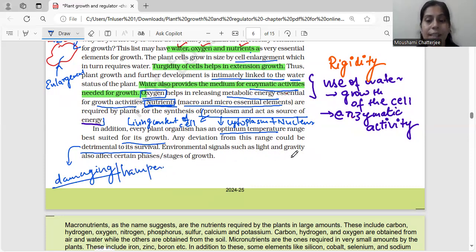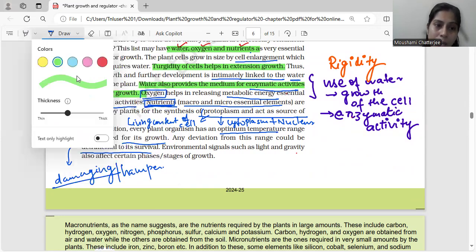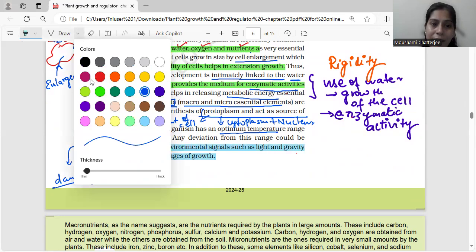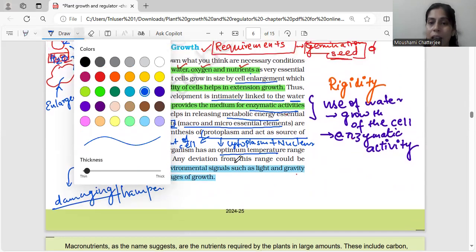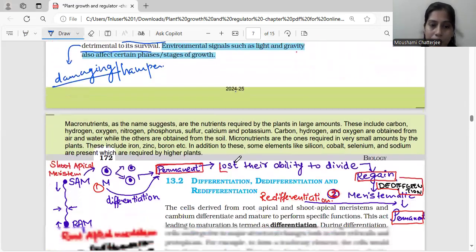Environmental signals such as light and gravity also affect certain phases or stages of growth. So we have also seen that other things are also very, very important, such as light and gravity, which have an impact on its growth. So I hope this paragraph is absolutely clear, which talks about how the plant's growth is dependent on certain factors like water, oxygen, and nutrients. Let's proceed to the other part now.